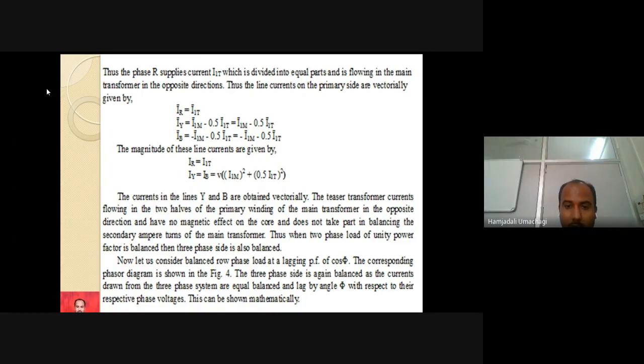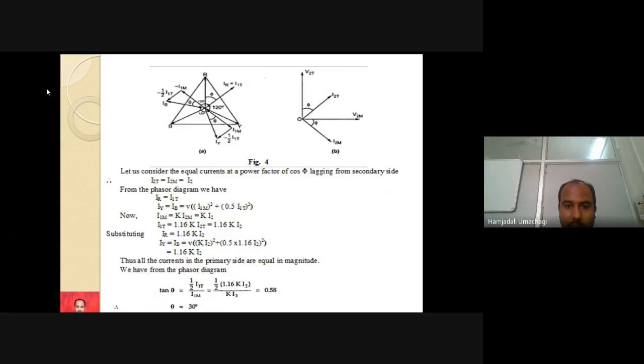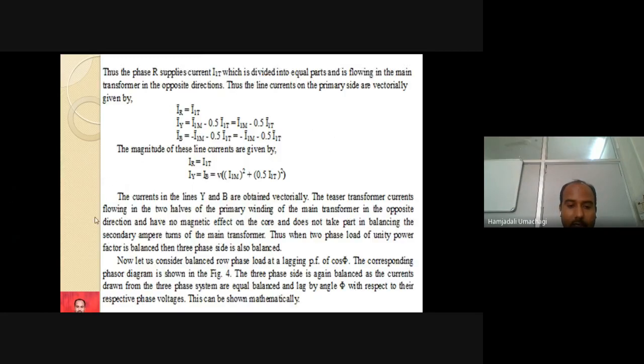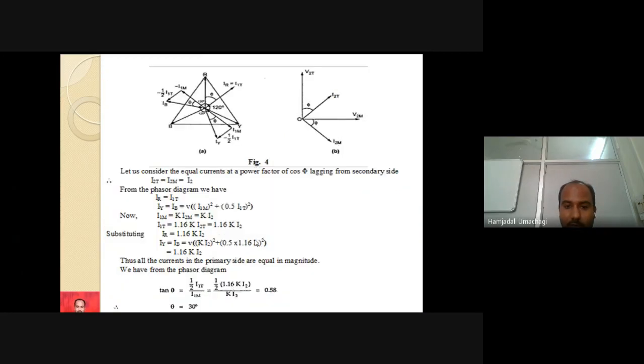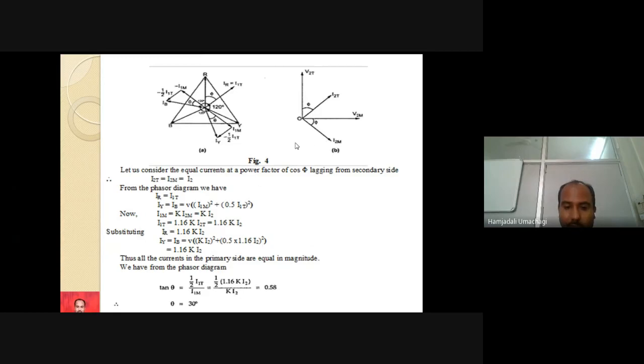So now in the exam, if you want to answer this question, whatever I have discussed in the previous session of the Scott connection, in continuation to that, you need to explain this explanation part also. Now let us consider a balanced two-phase load at a lagging power factor cos phi. The corresponding phasor diagram is shown in figure 4. So this is the corresponding phasor diagram.